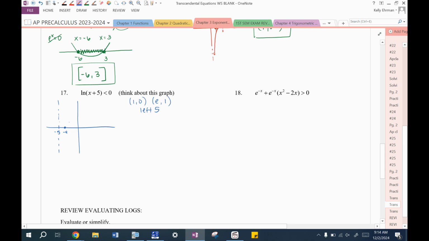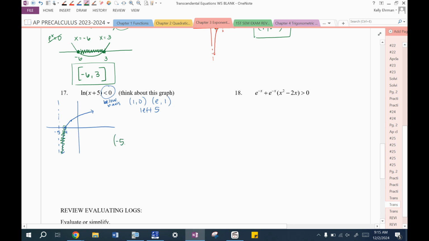And I don't really care about e. It's like up here somewhere. So again, the graph has this shape. I'm not going to give you a crazy complicated log graph for an inequality. Now, when is this graph less than 0? So below the x-axis, or negative? Well, that's on this little section here, right? Anything down here.